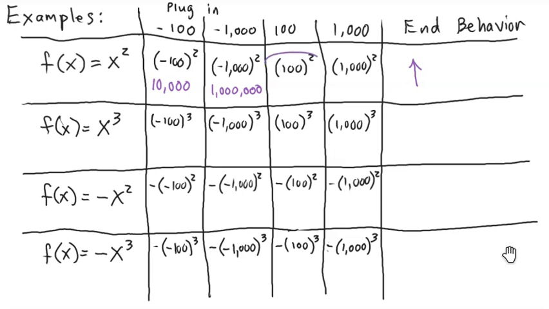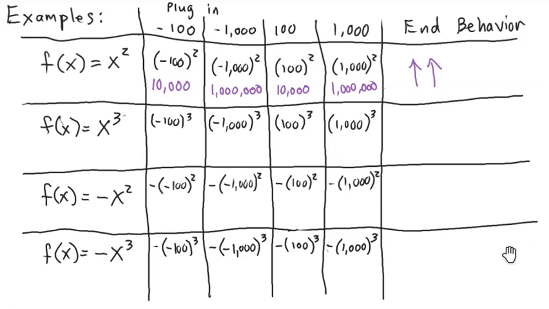If we plug in 100, 100 squared, 100 times 100 is 10,000. We already learned that, okay? So that's positive. And then a larger positive number is 1,000 squared is 1 million. And 1 million is even more positive than 10,000. And therefore, the right side end behavior is also going up to positive numbers. Therefore, the end behavior of x squared is positive positive, or left side positive, right side positive.